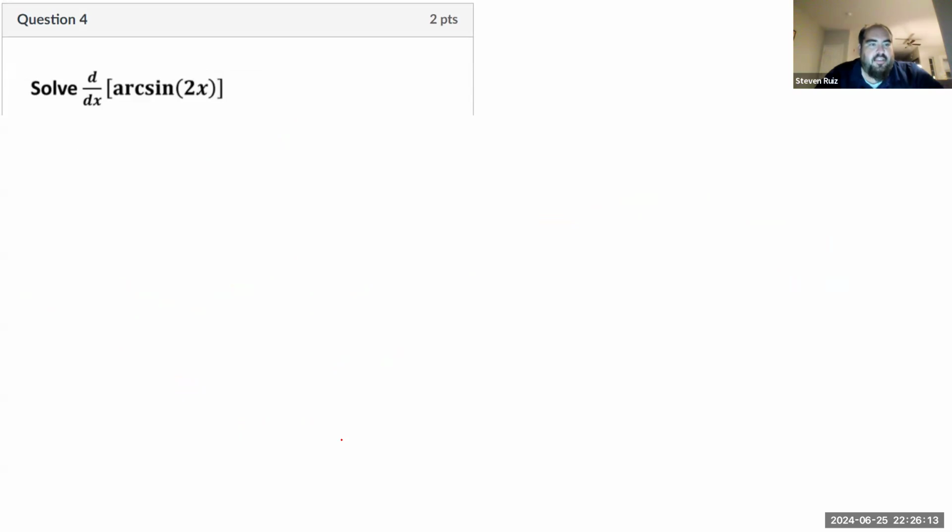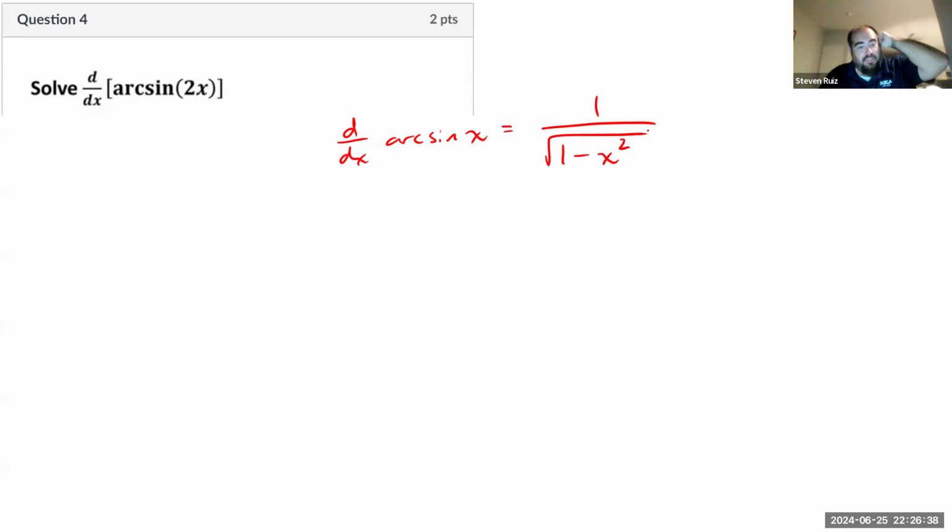All right, and finally, the arc sine of 2x. So in a previous video, and I think one of the other exercises you had to do was write down this fact. I know that the derivative of arc sine x is equal to 1 over radical 1 minus x squared. So based on that fact, I can use the chain rule here. So my inner function is going to be 2x, and my outer function is going to be arc sine of x. So what is the derivative of arc sine of x? We just wrote that down.